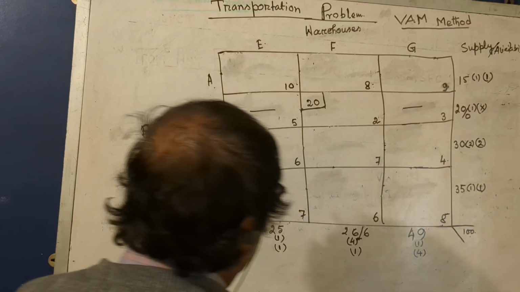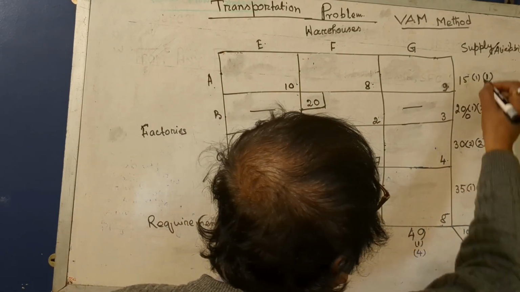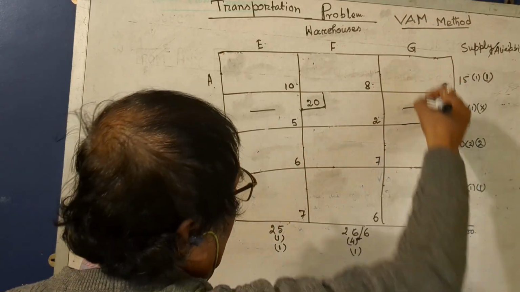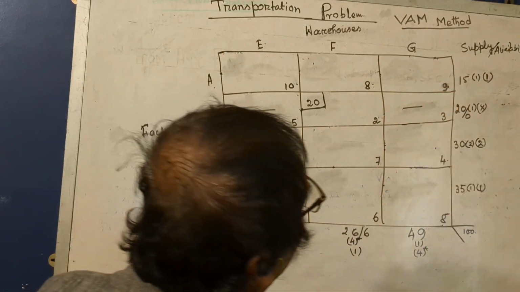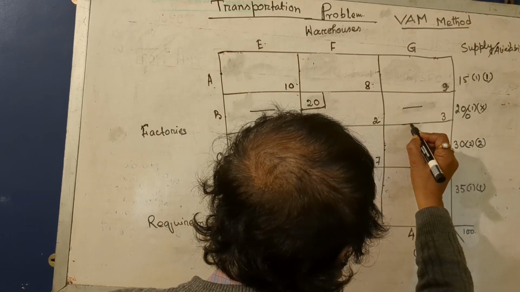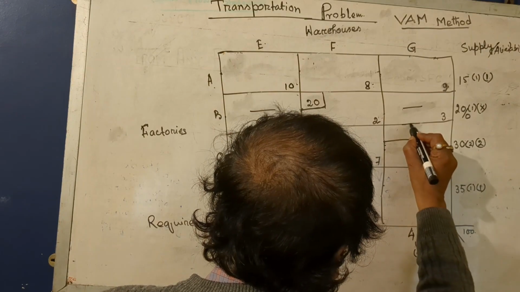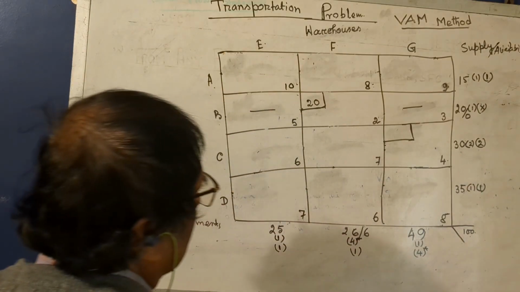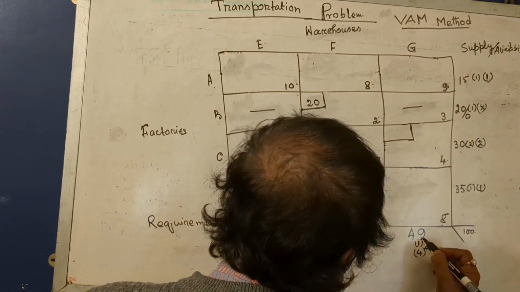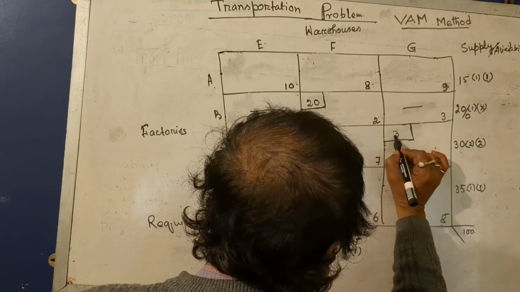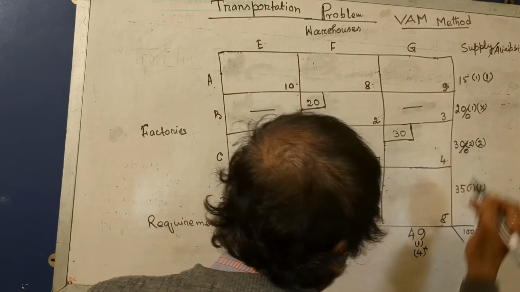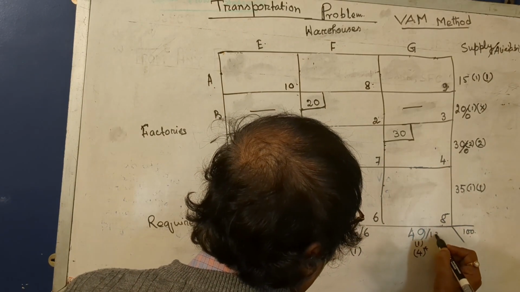Now again check which is the highest difference. This is the highest difference, so you have to allocate in this column. Find the lowest transportation cost cell. This is the cell where you allocate the production quantities. The rule is the same, 30 and 49. The minimum is 30, so 30 will be allocated here, and the balance becomes 0 and the other becomes 19.